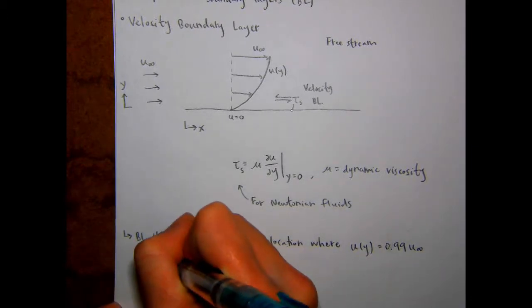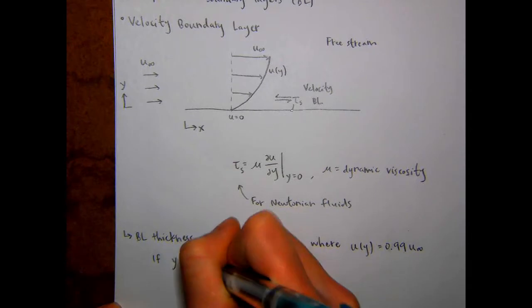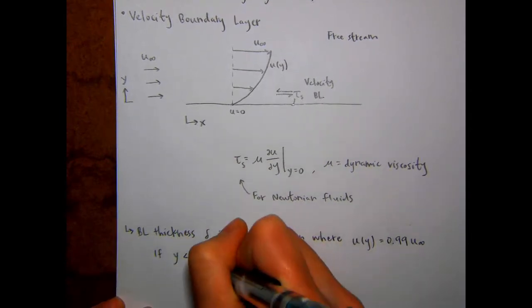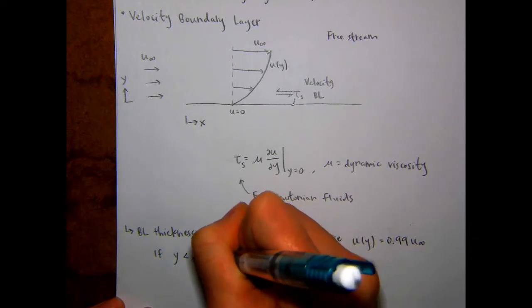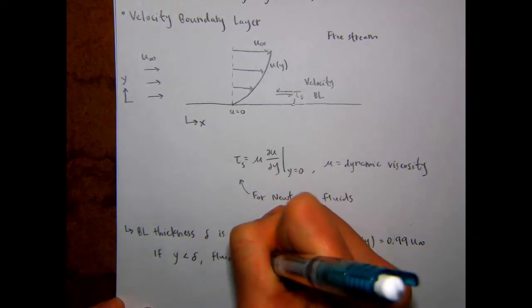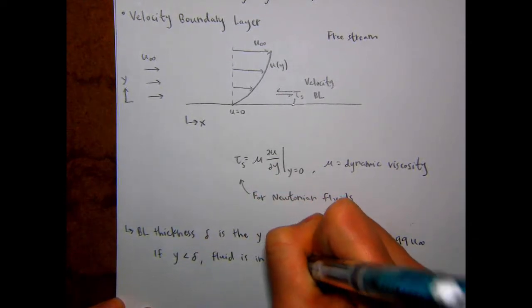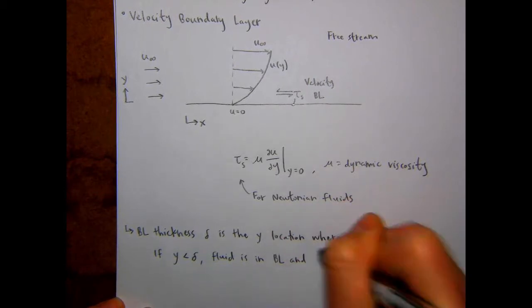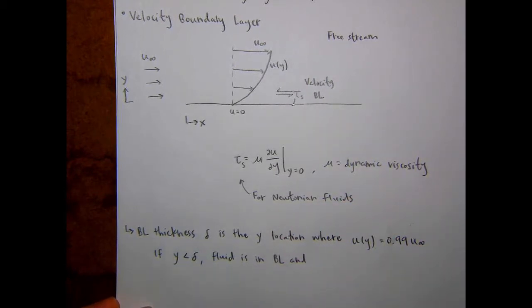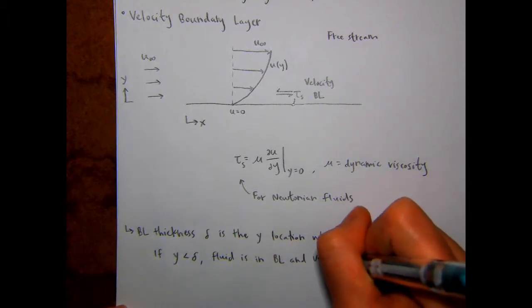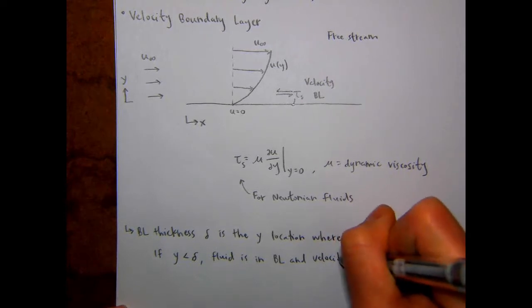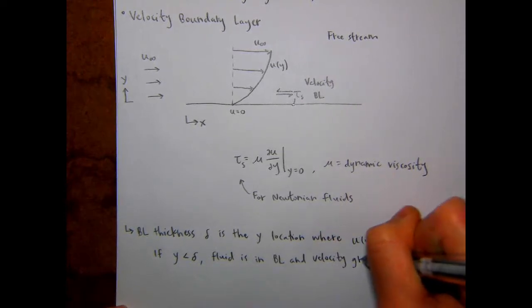So you can say if y is less than del, fluid is in the boundary layer, and the effects of the velocity gradients and the shear stresses are going to be large. So fluid is in the boundary layer, and velocity gradients and shear stresses are large.